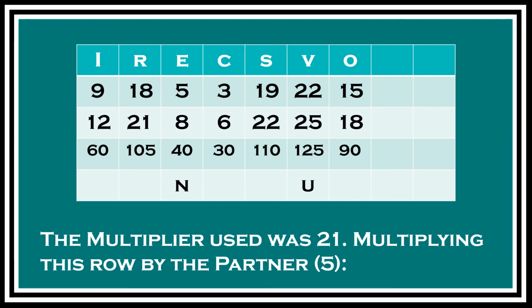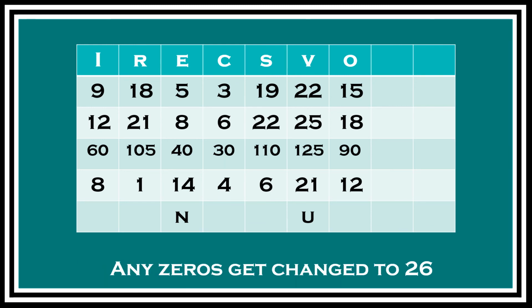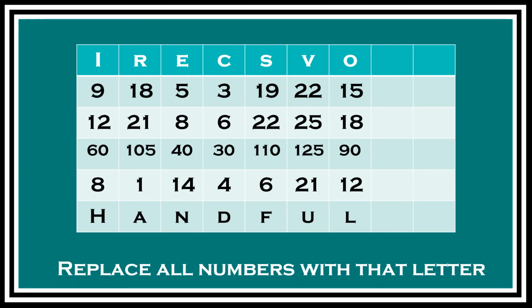Now our partner was 5 because the multiplier was 21, and that's what we found on the multiplier partner table. So if we take the second row of numbers and multiply them by 5, we get the third row of numbers. Then we need to take the remainder of the third row on division by 26, and that gives us the fourth row. There are no zeros in that fourth row, but if there were, we would need to change them to 26. And finally, we need to replace each number with the corresponding letter in the alphabet to get our message, which is handful.